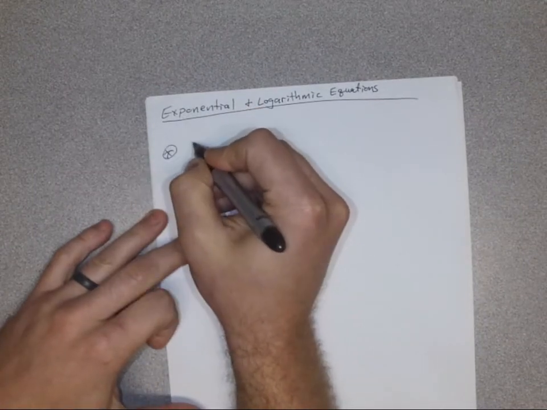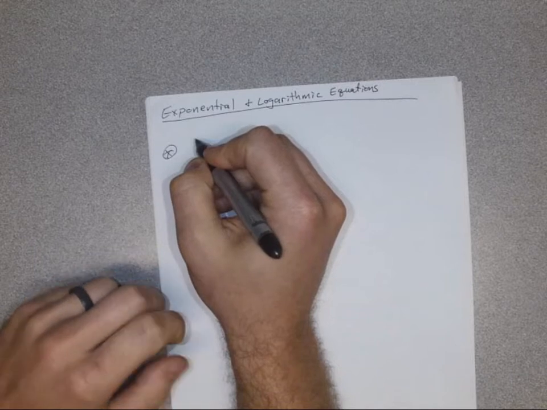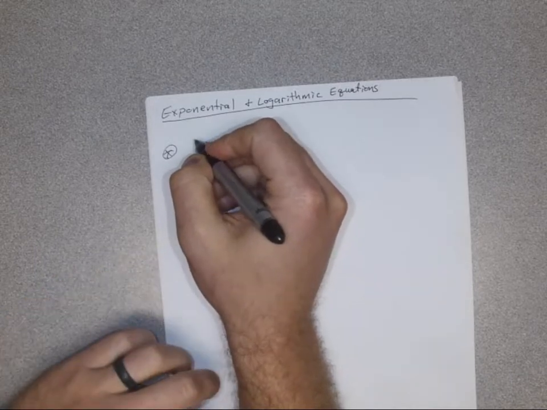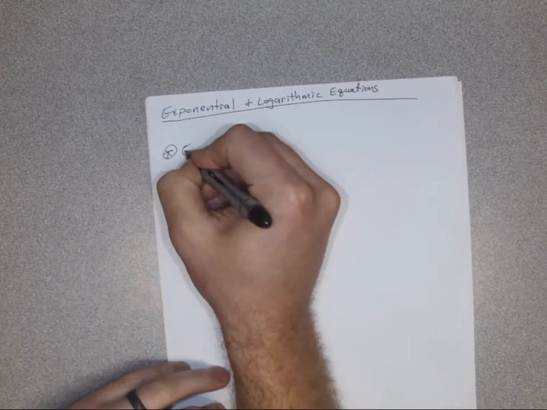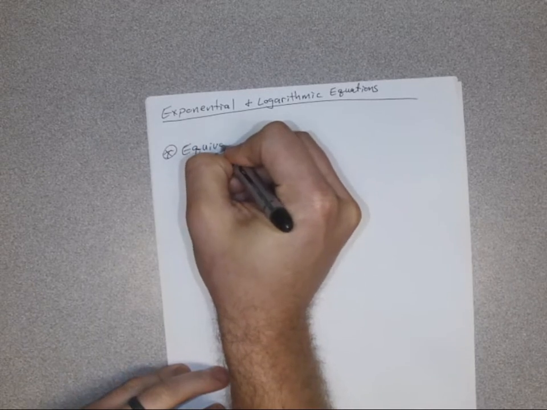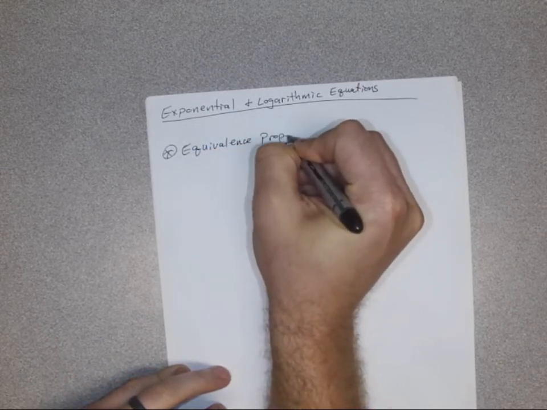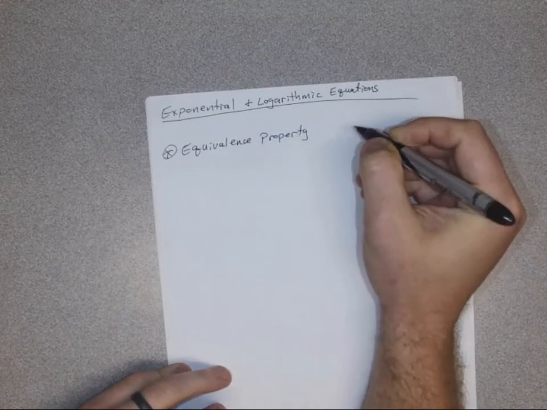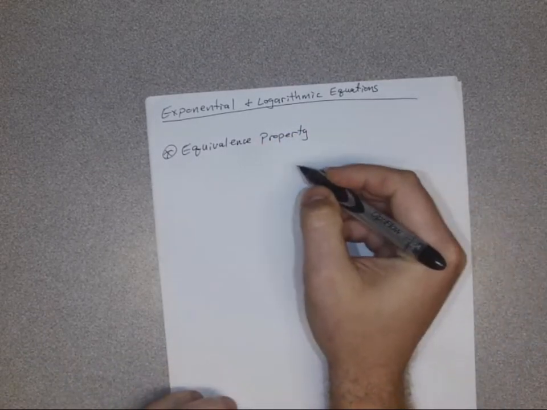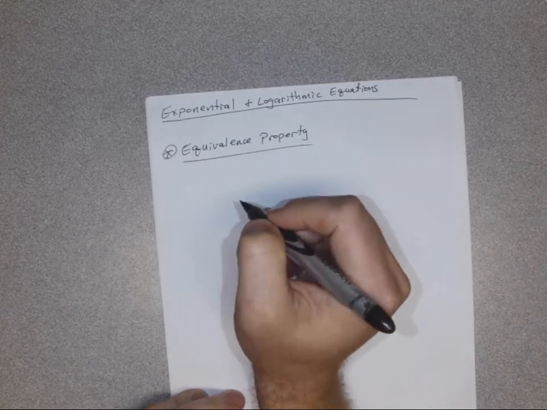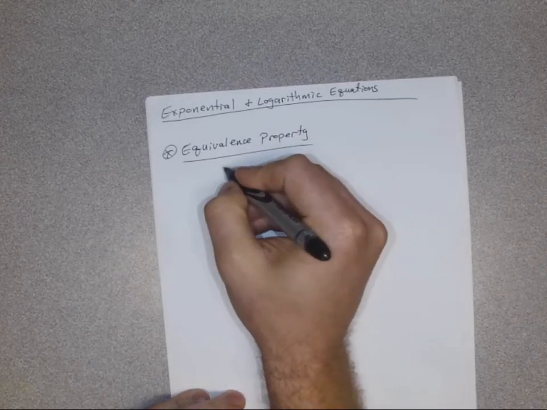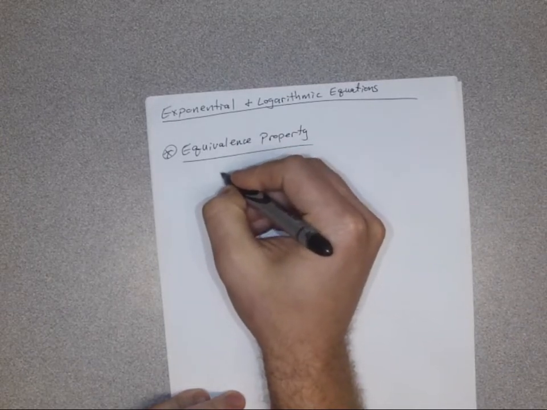This is something that we've already looked at, but now we're just going to formally write it down. So this really isn't anything new. Equivalence property for exponential expressions. So I'm just going to leave it at exponential equivalence property for now. But this is for exponentials.